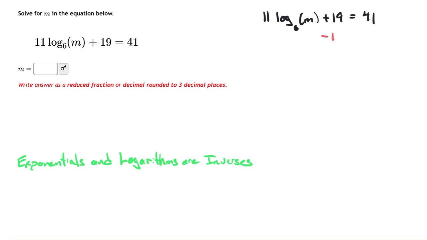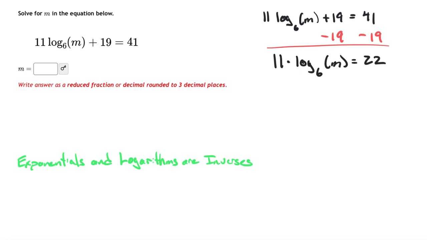So like any other problem where you have either a square root or a square, an absolute value, something like that, you want to isolate that quantity to get it alone. In this case, we have 11 log base 6 of m. We've subtracted 19 from both sides, and that leaves us with 22. Now that we've isolated our logarithmic term, our next step is to isolate just the log. This 11 out front is being multiplied, so we are going to divide by 11 on both sides to get just your logarithm all by itself. So you have log base 6 of m equals 22 divided by 11.